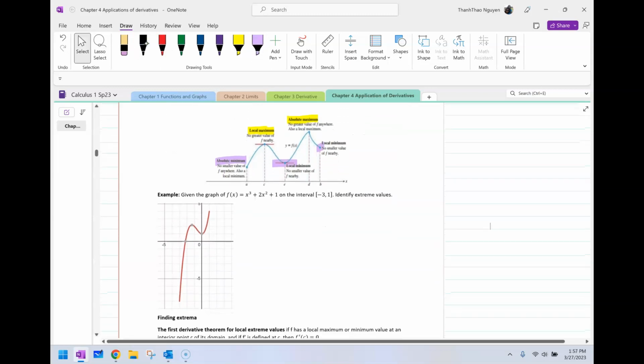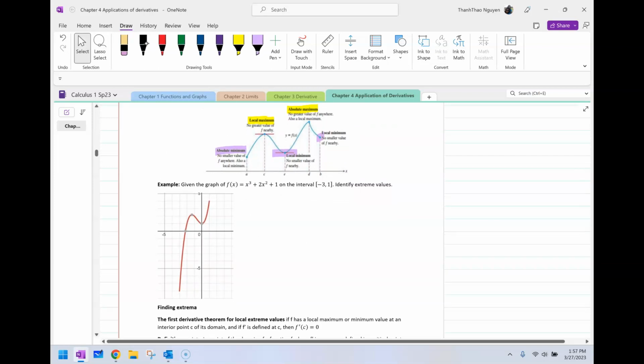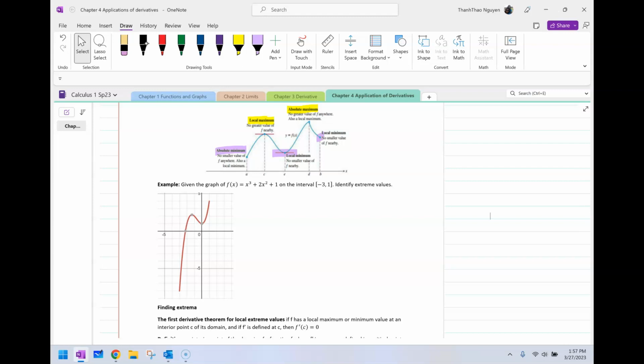Given the graph of f of x equals x cubed plus 2x squared plus 1 on the interval [-3, 1], identify the extreme values. Here we have a closed interval. This means that we include this value here and here. So at this point, this is (1, 4), and this value here is (-3, -8). Okay, so let's talk about the maximum.